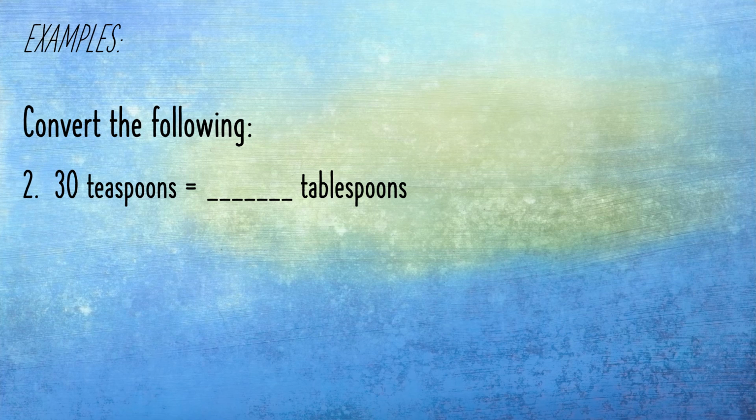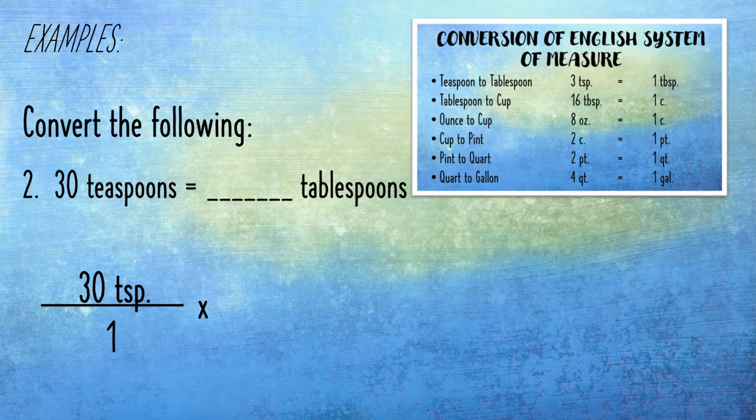Second example, 30 teaspoons is how many in tablespoons? So, kopyahin natin yung given, 30 teaspoons over 1 times, gamitin natin yung formula or yung mga listahan ng ating English system. So, simula sa teaspoon papunta sa tablespoon, so ano yung gagamitin nating pares? Okay, iyon yung kaunahan. 3 teaspoons is equal to 1 tablespoon.